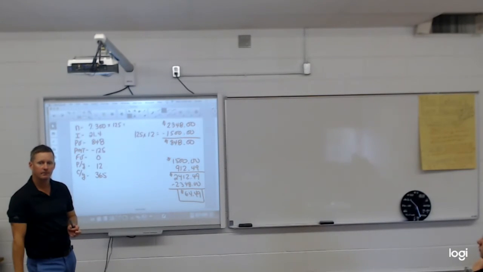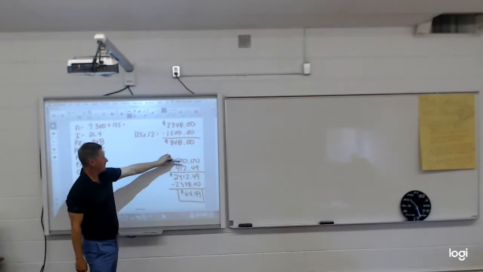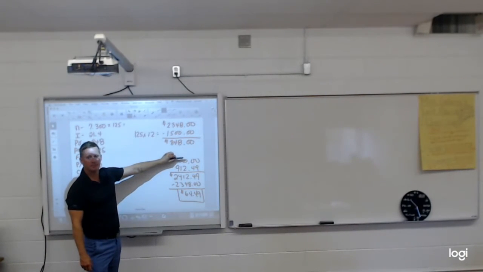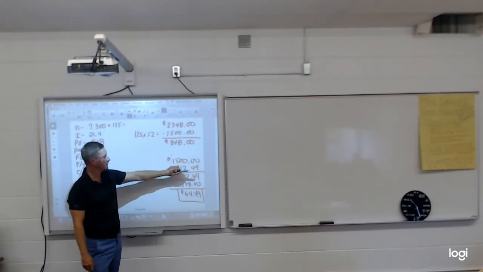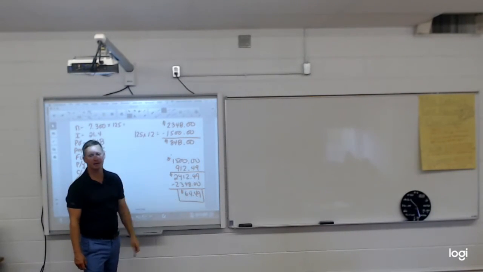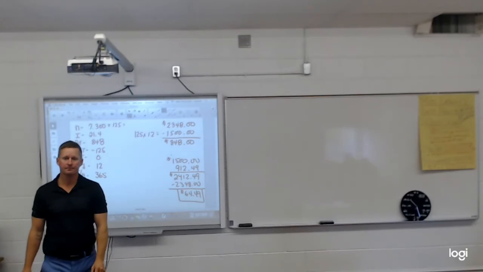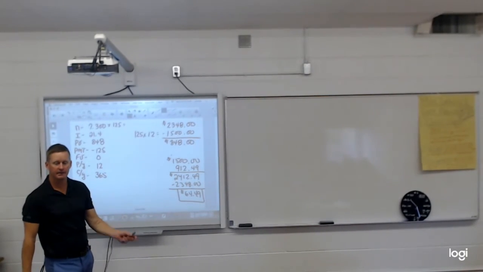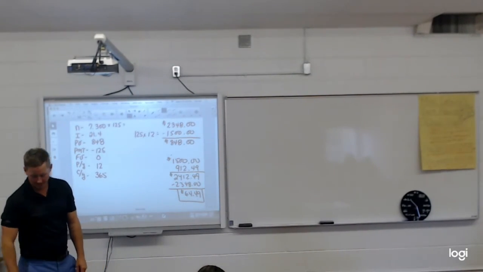Okay. And then after that, I paid 1,500 in the first year. In the next 7 months, I had to pay another $912.49, which totaled $2,412, is what I paid total. And then I subtracted that from the actual cost of it. Oh, I see now. And then the difference is the interest I paid. So I paid $64.49 interest. Make sense? Okay, good.